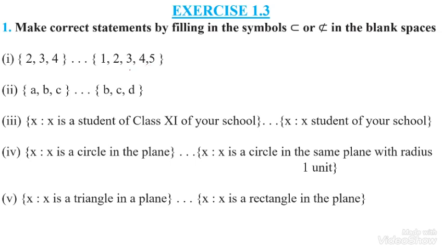The first question says: make a correct statement by filling in the symbols. The symbol ∈ shows belongs and the symbol ∉ shows not belongs. We fill these in the blank spaces. Here, the first question has one set containing the elements 2, 3, 4 and another set containing the elements 1, 2, 3, 4, 5.